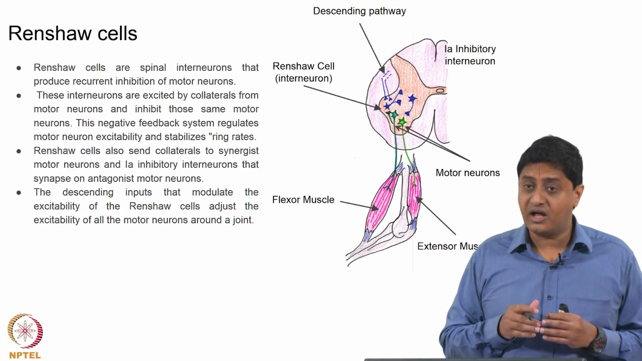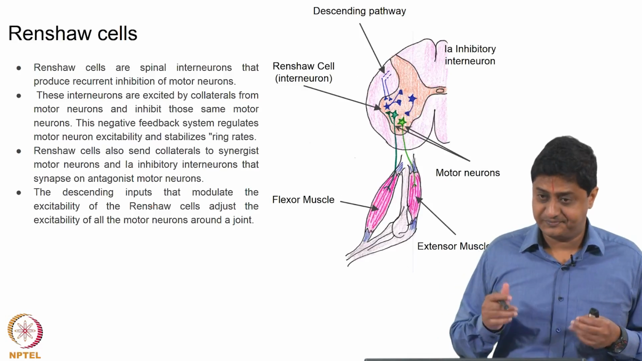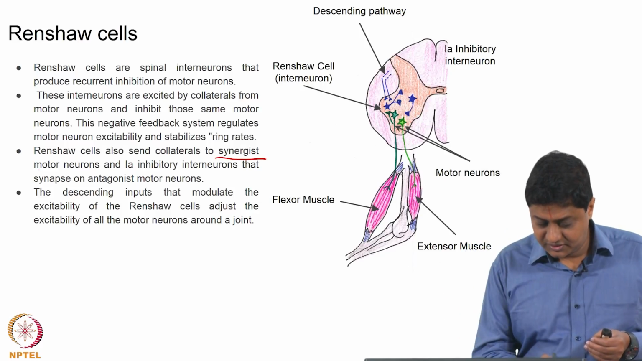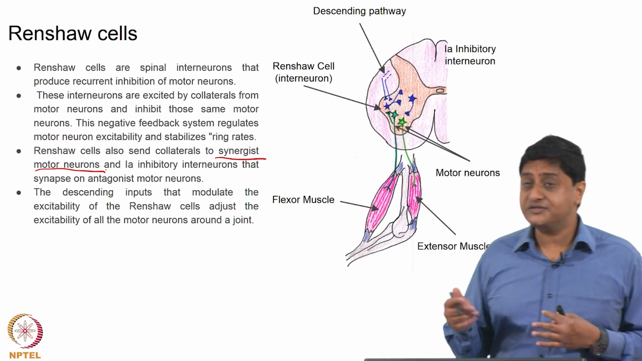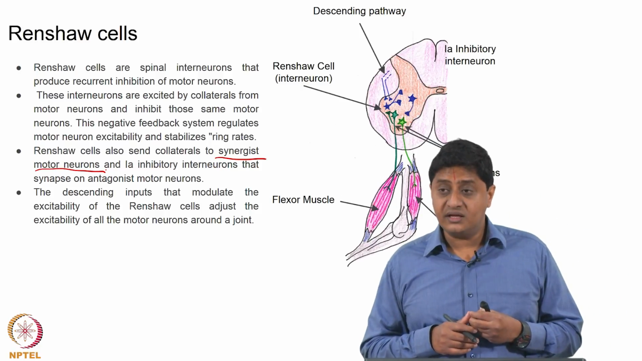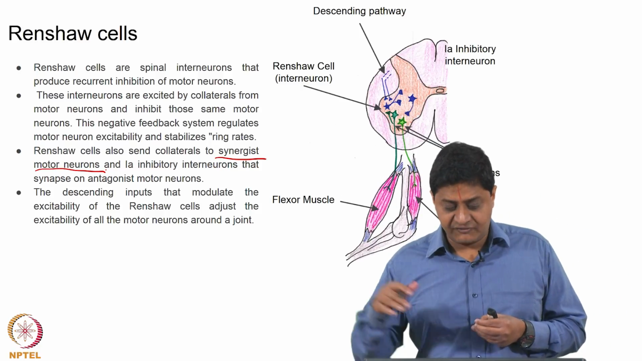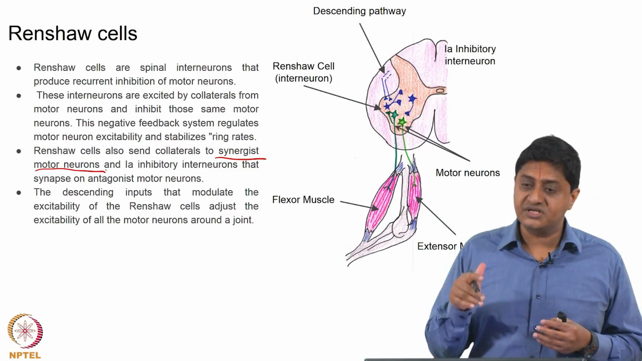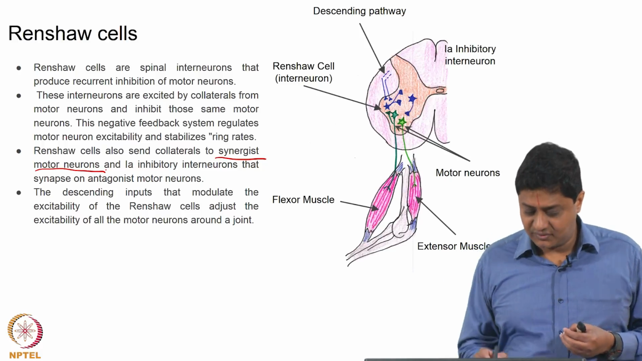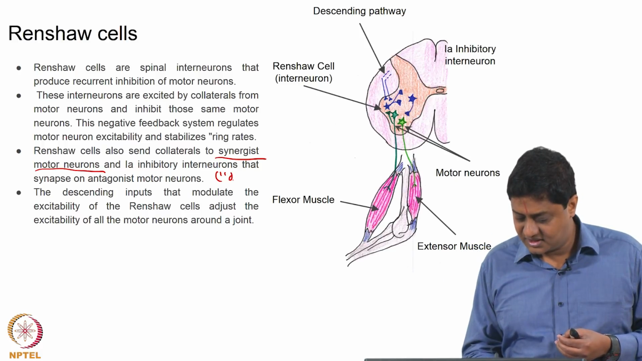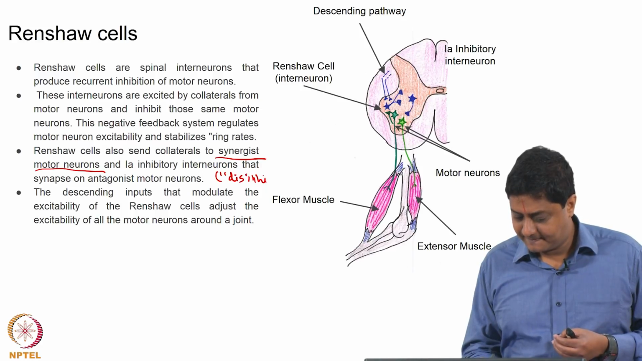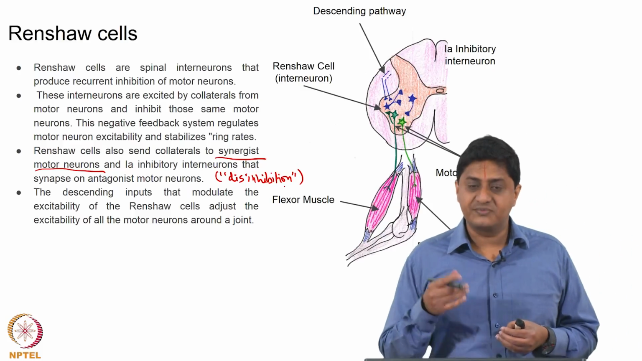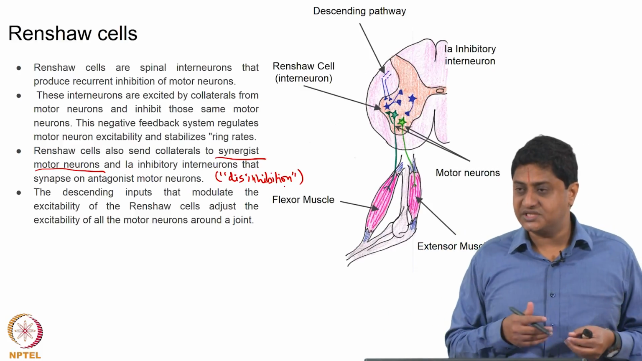So, it will inhibit all the synergistic muscles. They also send collaterals of synergist motor neurons, and they also inhibit 1A inhibitory interneurons of the antagonists. Let us remember 1A inhibitory interneurons inhibit the function. So, causing what we discussed earlier, we call this disinhibition, or in a way they increase the probability that the antagonist muscle is going to get excited.